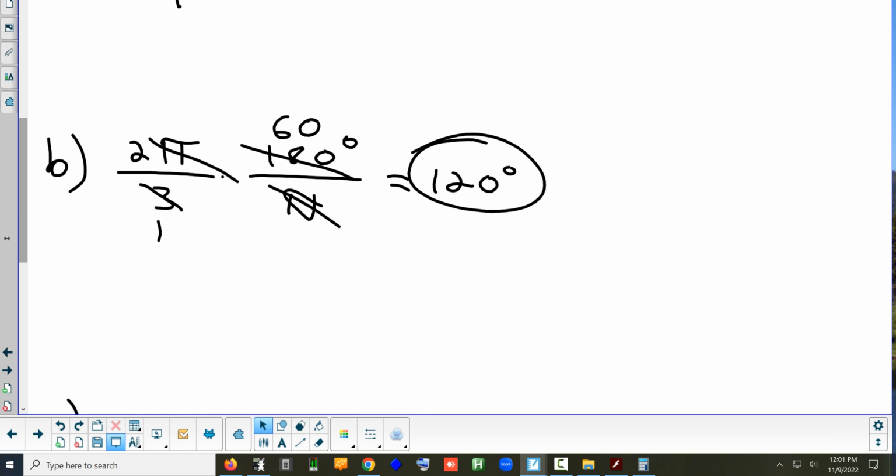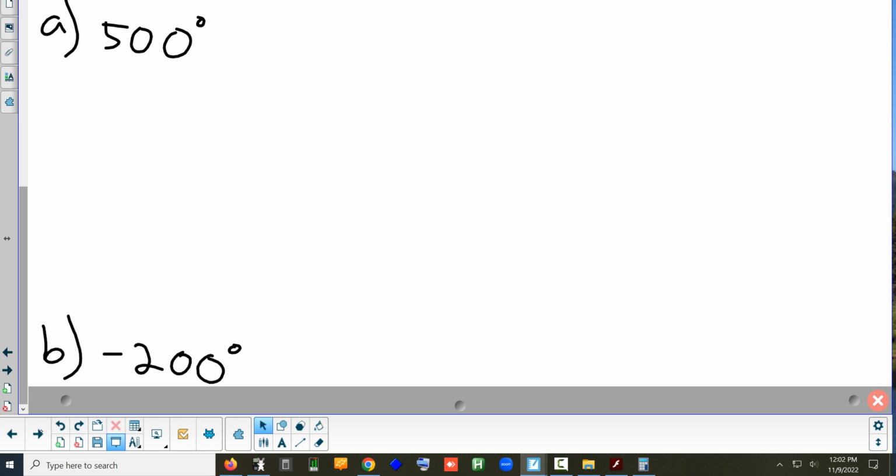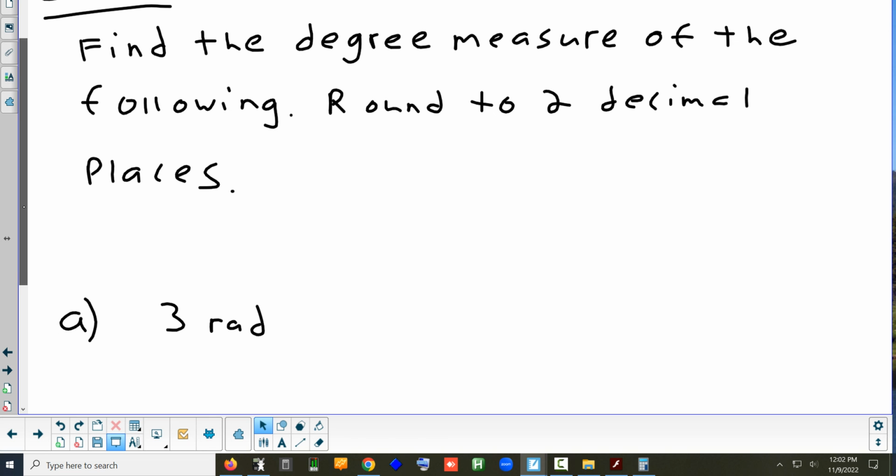And let's do one last one where we round. Find the degree measure of 3 radians. And I erase RAD because we got to get used to not seeing it. We're converting to degrees. What's going to go in the bottom? Pi. What's going to go in the top?